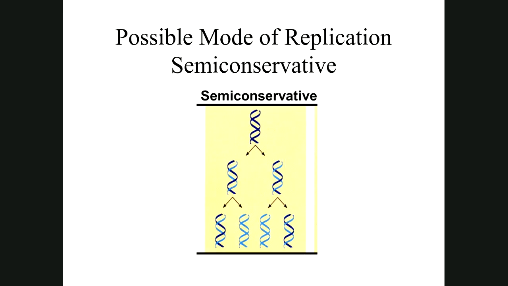Here's a semi-conservative method. The original strand is going to be unzipped, and each of the two new strands contains one original strand, that dark blue, and one new strand, which is the complementary template for the other strand. This is how it happens. Now, on the next slide, we're going to see some good stuff.